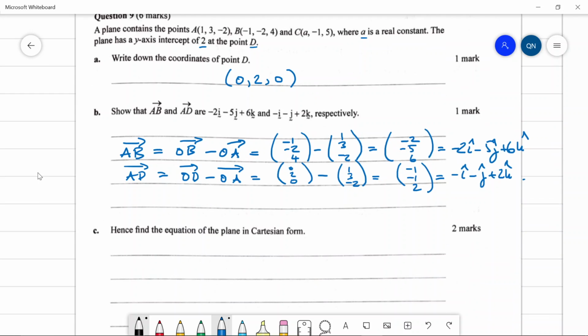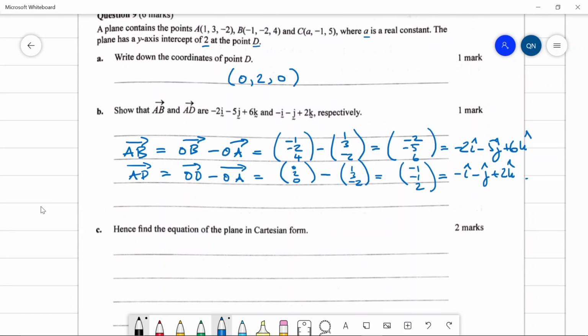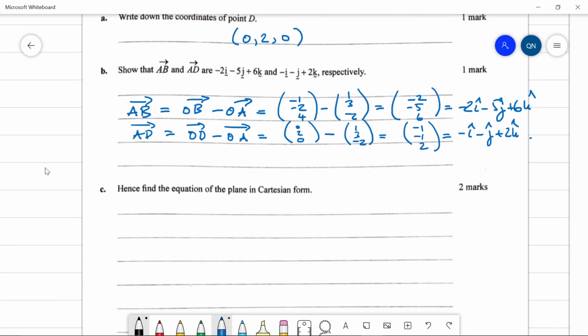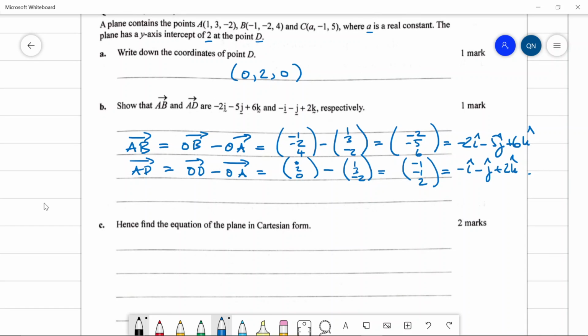Okay. C, hence find the equation of the plane in Cartesian form. So we have two vectors that lie in the plane because these points are in the plane, and we want to find the Cartesian equation. So let's see if I remember how to do this, because I've done these at uni and I coded CAS programs for these. So you need to do AB cross AD to get the normal vector. So how do you do this? i, j, k, and then you do -2, -5, and then 6, and then you have -1, -1, 2.